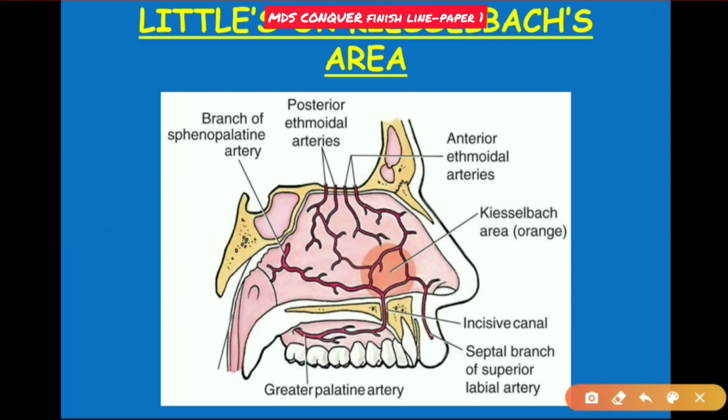Then this is called Little's or Kesselbach's area. You can see this thing. You can use this diagrammatic representation of this area, where you can see all the posterior ethmoidal arteries, and mostly because of injury here, it can result in epistaxis.